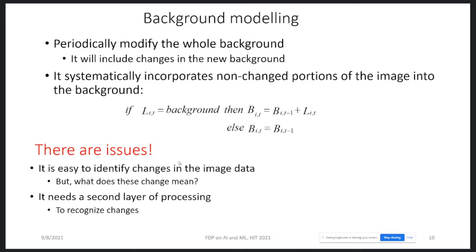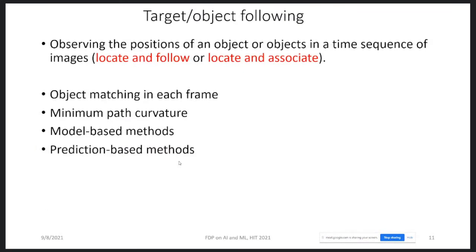But there are issues. It is easy to identify changes in image data, but what does this change mean? Do you really get any meaning from this change? Okay. So it needs a second layer of processing to recognize the changes. What are these changes? Whether a new object comes, and if it comes, what is the new object? So that's why it is really challenging. And then you also need to do target or object following. You need to follow them. Okay. So observing the positions of an object or objects in a time sequence of images, that's basically object following.